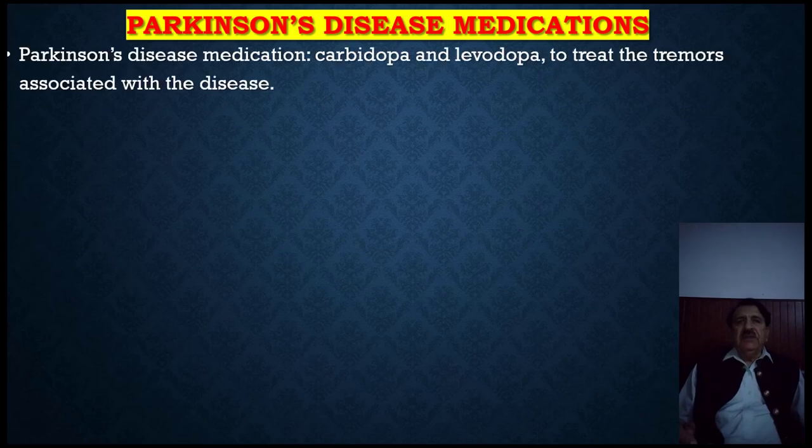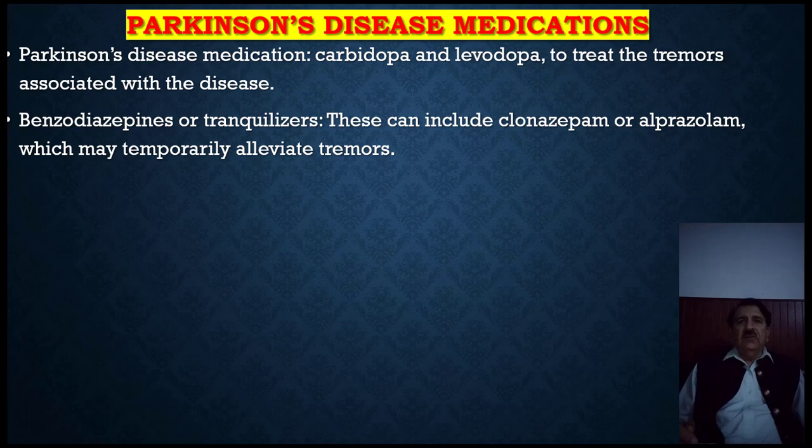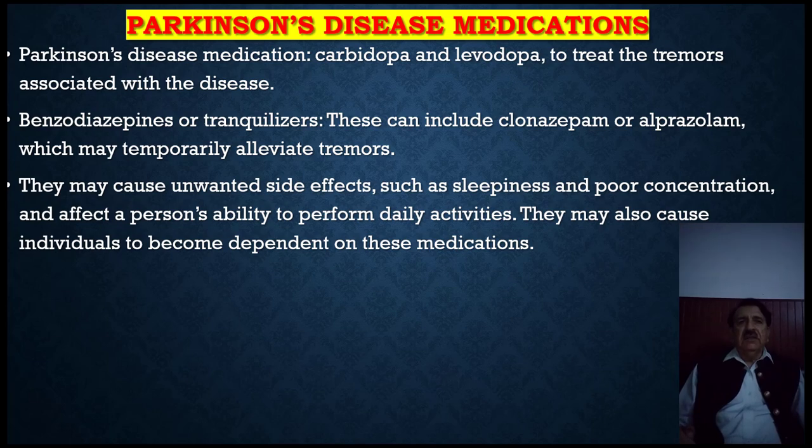Parkinson's disease medication. The most common drugs used are carbidopa and levodopa to treat the tremor associated with the disease. Benzodiazepines or tranquilizers. These can include clonazepam or alprazolam, which may temporarily alleviate tremors. They may cause unwanted side effects such as sleepiness and poor concentration, and affect a person's ability to perform daily activity. They may also cause individuals to become dependent on these medications.